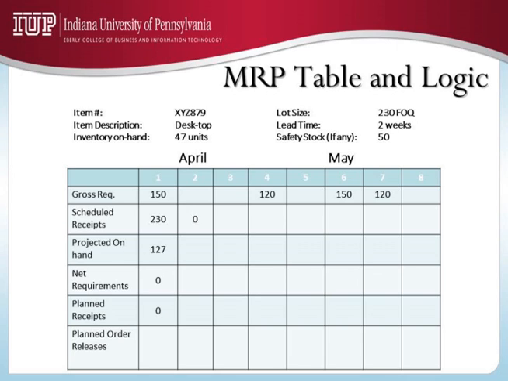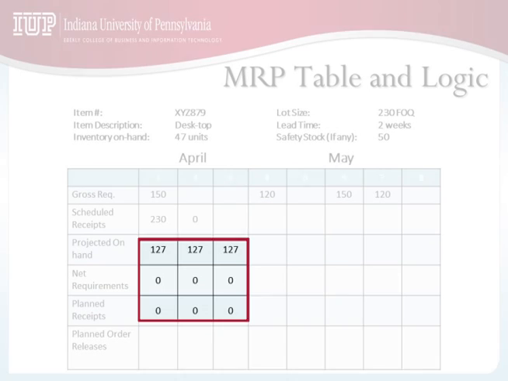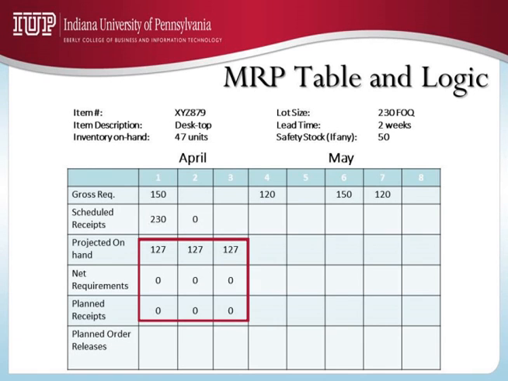Week 2 and week 3, there are absolutely no gross requirements, no scheduled receipts. So this inventory of 127 gets carried forward. No net requirements, no planned receipts. When you come into week 4, you come in with 127 in inventory. Is that enough to meet the gross requirements? Absolutely. You have 7 units more than what you need. However, is there a net requirement here?